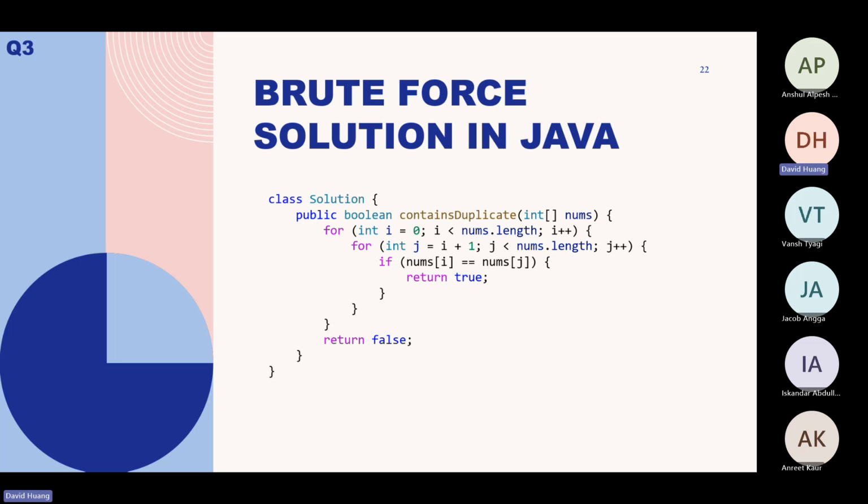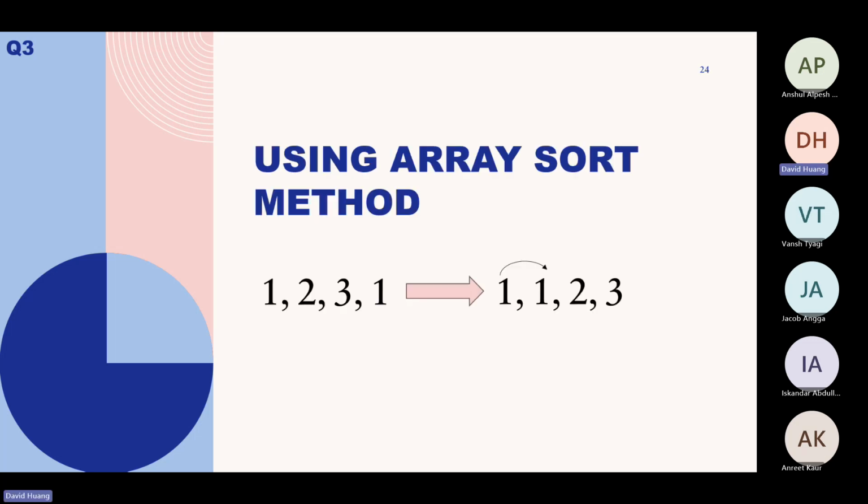So this is the brute force method. And now let's go to the array sort. So this is another smart method. Basically you take the array elements and you sort them in ascending order. So for example, in this case, 1 is beside 1, then it's 2, 3. Do you guys have any questions on that?